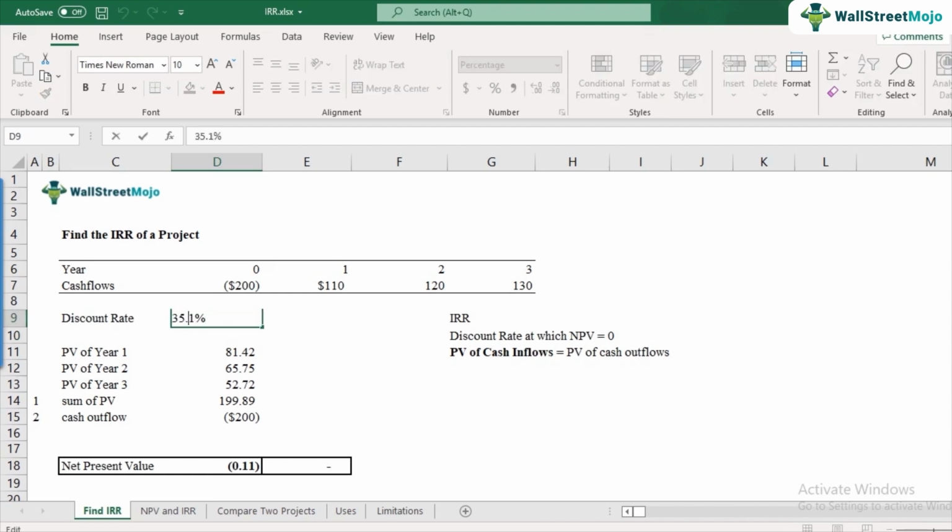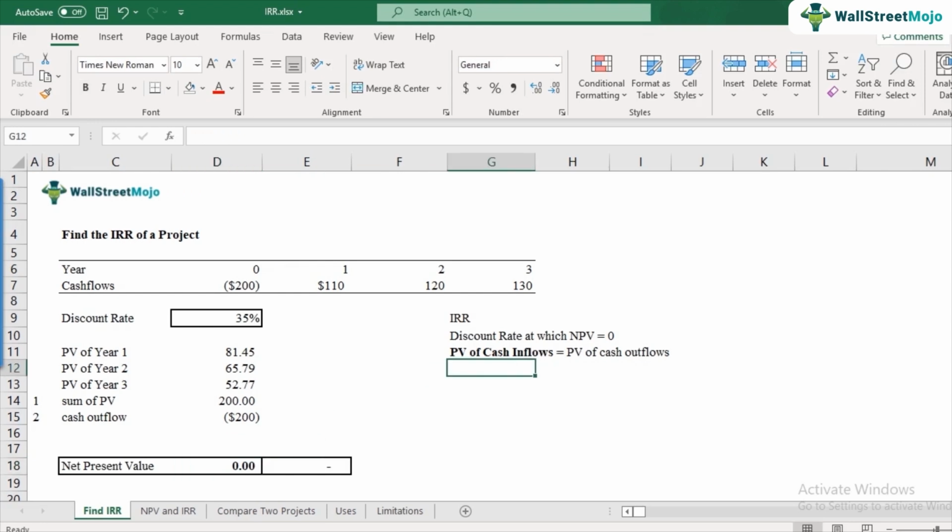How about 35.05? It is 0.02. Maybe 35.055, 0.01. So I'm still getting closer to it. At 35.059%, the net present value has become approximately equal to 0, and this is your internal rate of return. Here we have this number as the internal rate of return, and it is nothing but the return that we get from the project.